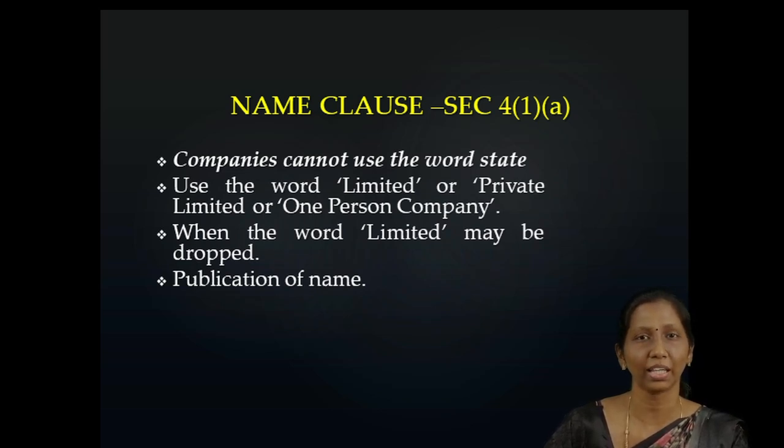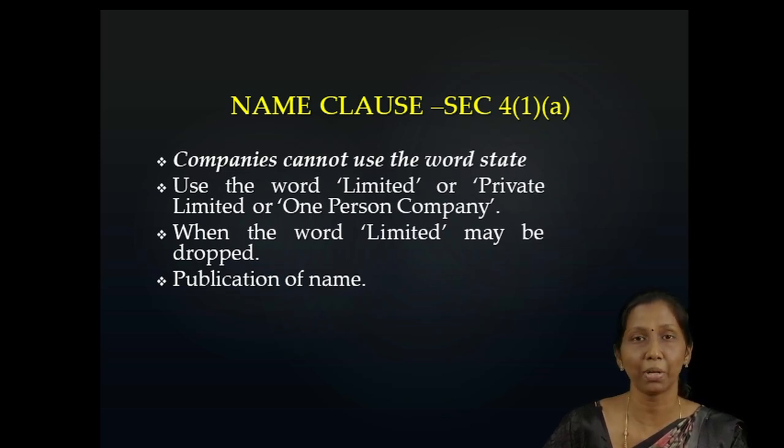In the case of a public limited company, they have to include the word limited as a suffix after the name. In the case of a private limited company, they have to use the words private limited as a suffix after the name of the company. In the case of a one person company, they have to insert the term one person company as a suffix after their name. So these are the only conditions mentioned in the name clause.